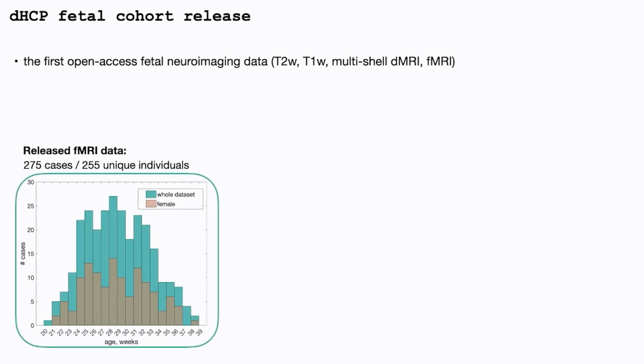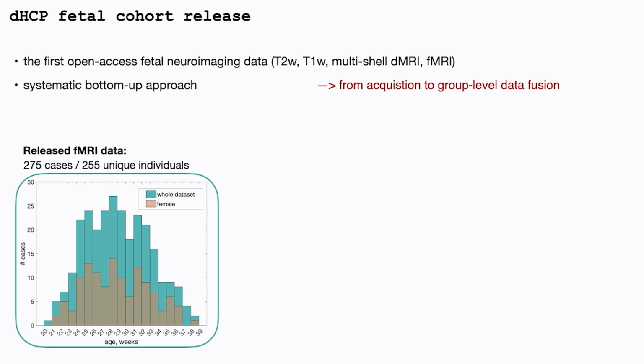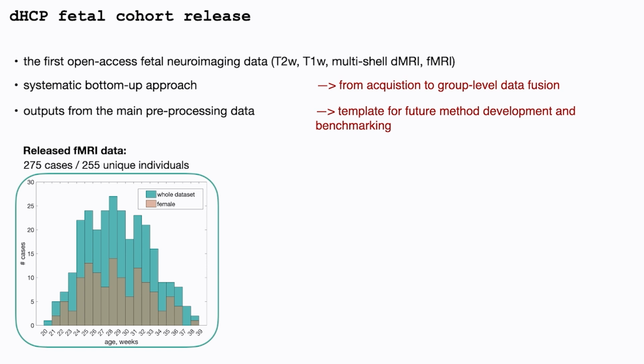We released the first open access fetal neuroimaging data, which includes various modalities, including resting state fMRI. We implemented a systematic bottom-up approach to data acquisition and processing, starting from the very first steps through to the levels of group-level data fusion. And we release outputs from the main preprocessing stages, so our data can be used as a template for future method development and method benchmarking.